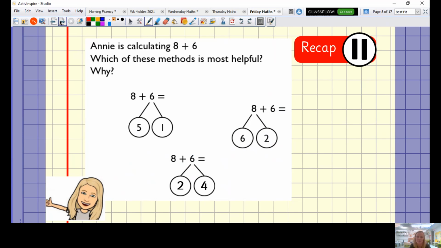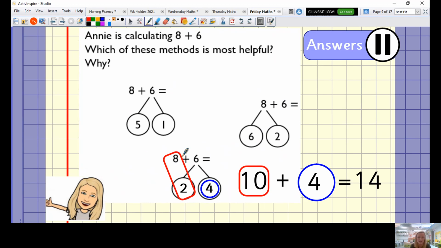Okay, Annie is calculating 8 plus 6. Which of these methods is most helpful and why? Now, a top tip for you, don't forget you need to create 10 with that first number and the one in the first side, the left-hand side of the partition. You need to have a look at what makes 10. Then you need to make sure that 6 has been partitioned correctly so that it makes 6.